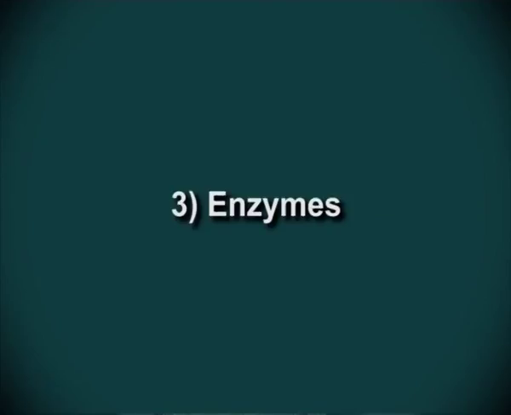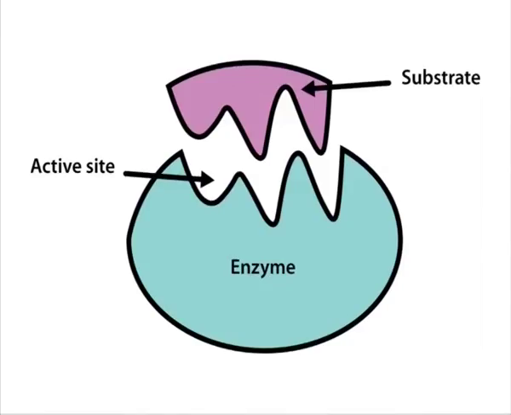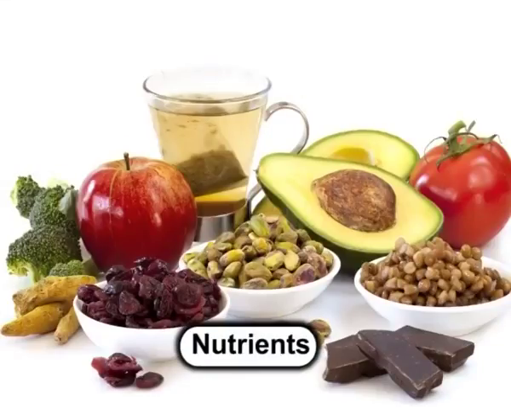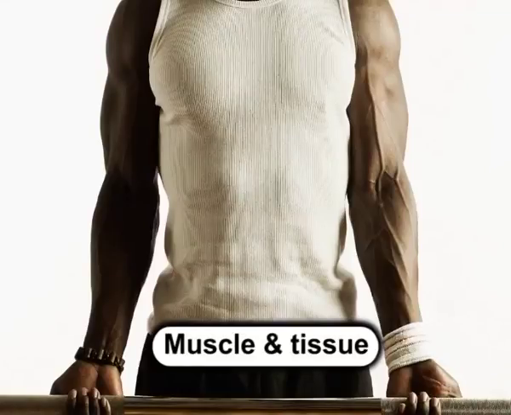Third, as enzymes. Enzymes are proteins that catalyze or speed up chemical reactions without being destroyed in the process. Every cell contains thousands of enzymes, each with its own purpose. Cellular enzymes release energy from the nutrients to fuel thousands of body processes. Enzymes also trigger the reactions that build muscle and tissue.